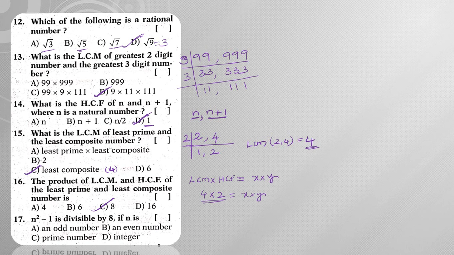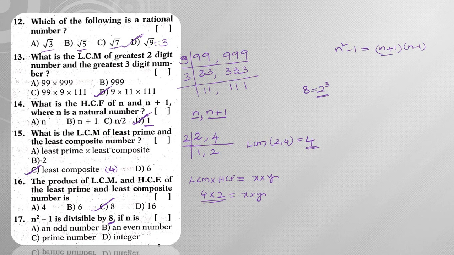Next moving on to the 17th question. So what is the 17th question? n square minus 1 is divisible by 8 if and only if. So for what values of n is this n square minus 1 divisible? Then I can write it as n plus 1 into n minus 1. Right? So if you observe this, it is divisible by 8. 8 means it is nothing but 2 cube. So 8 I can write as 2 cube.